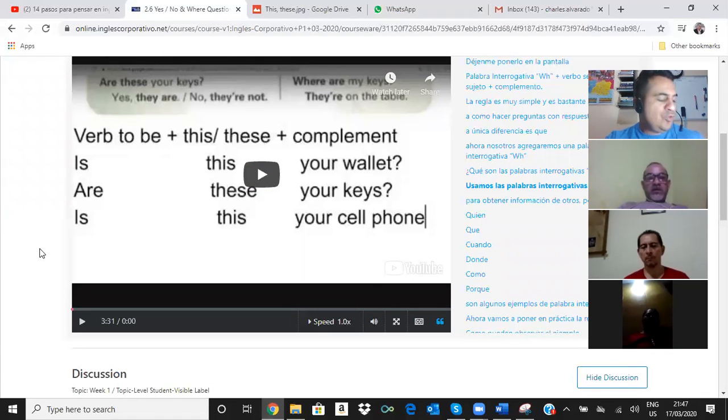Or maybe you find keys. Ven una llave en el piso. Are these your keys? Very good. O tal vez están en el salón de clase y alguien dejó un celular ahí en la mesa. Ven una persona que está al lado. Is this your cell phone? Very good. Okay. So we're going to watch the video. Tal vez algunos ya lo vieron, pero quiero aclarar esto de las questions, all right? Very good.